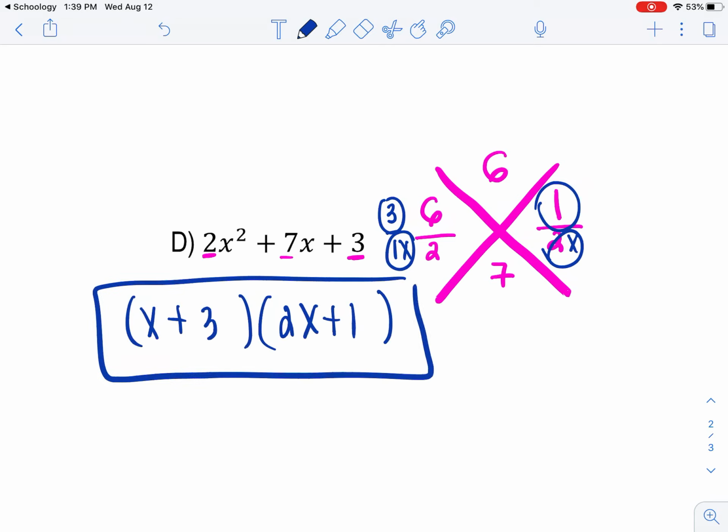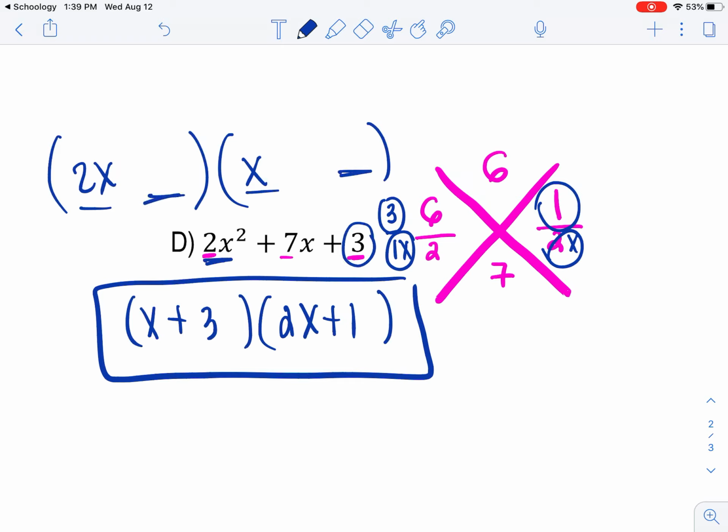Okay? You could have also used guess and check where you said, all right, these two have to multiply to give me 2x squared, and these two have to multiply to give me 3. So I could have guessed 3 and 1. And then checked to see if outer and inner give me 7x. That's 3x, that's 2x. Nope, that doesn't work. That's 5x.